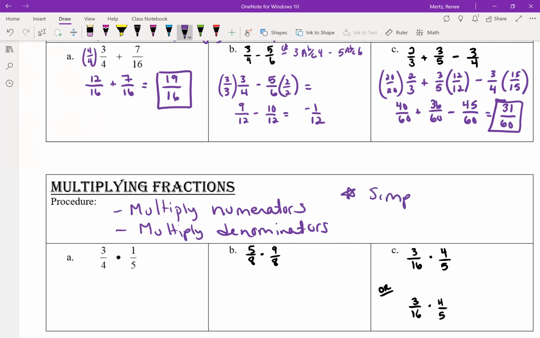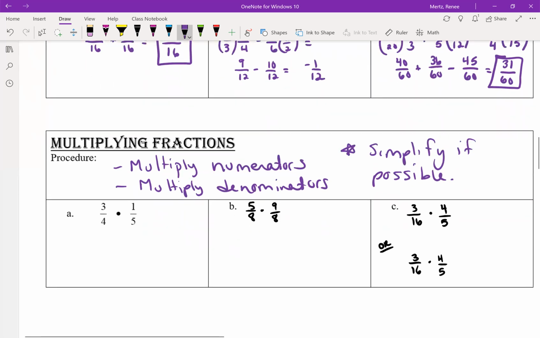The thing about multiplying fractions is, if you want, you can simplify. Sorry, it should just be simplify if possible. So you can simplify before or after. I like to simplify first if I can. I'll show it both ways in example C.